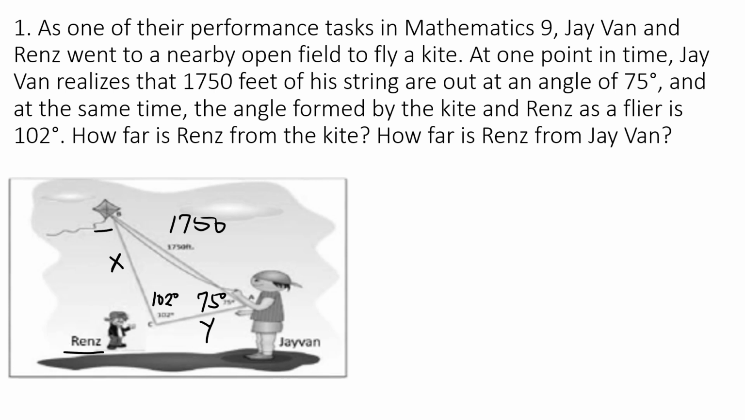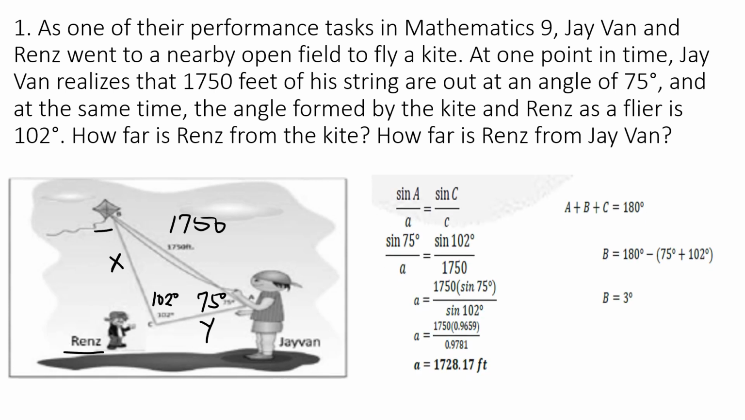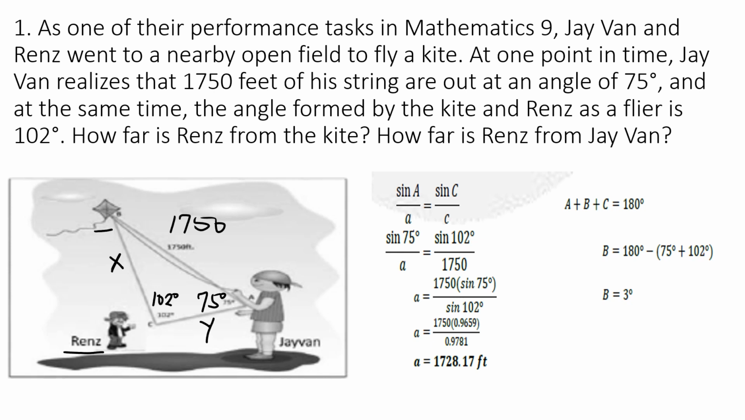From our given learner's pocket, here's the solution. First, we are given with sine A over a. Let's name first your A, B, and C, because it is not clear there. So this is A, the location of Javan. B is the location of the kite. And C is the location of Renz. So that you will further understand.